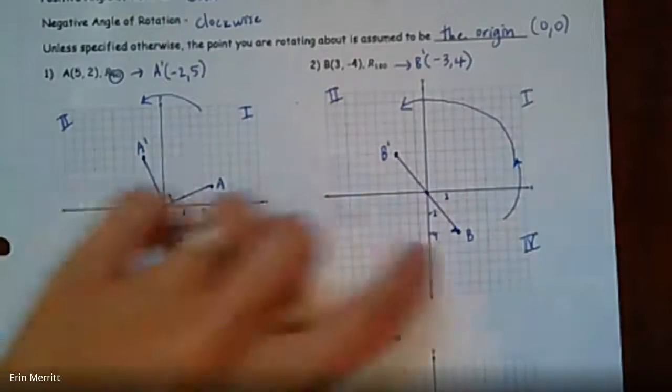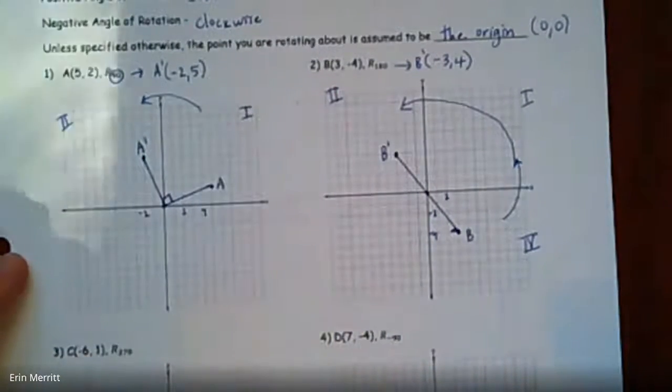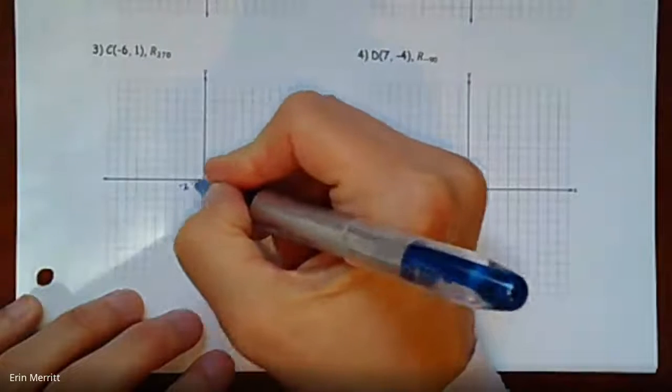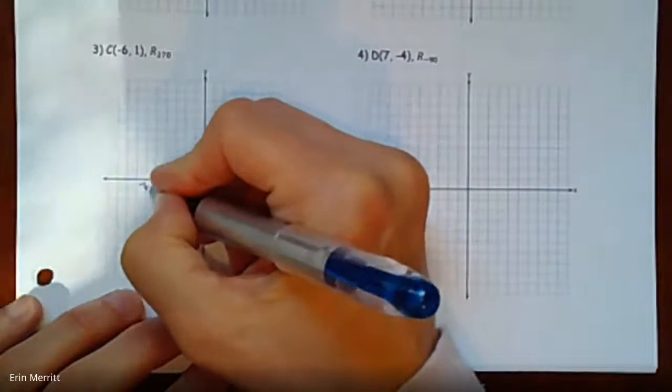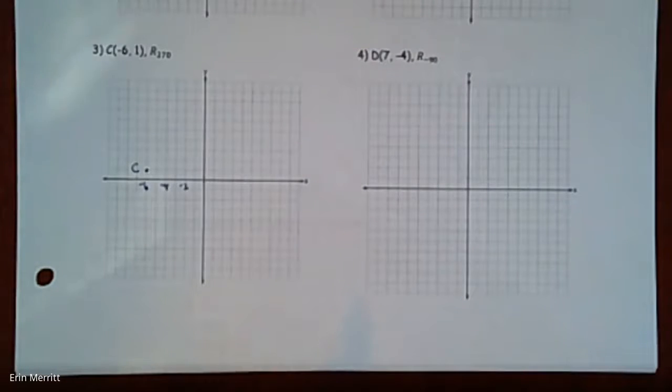So here was a 90-degree turn. Here is a 180-degree turn because we get that nice straight angle going on there. Let's try C. When we come down here, this time we're using the point -6, 1. So -2, 4, 6, 1. That's point C. All right, we're going to rotate it positive 270 degrees.